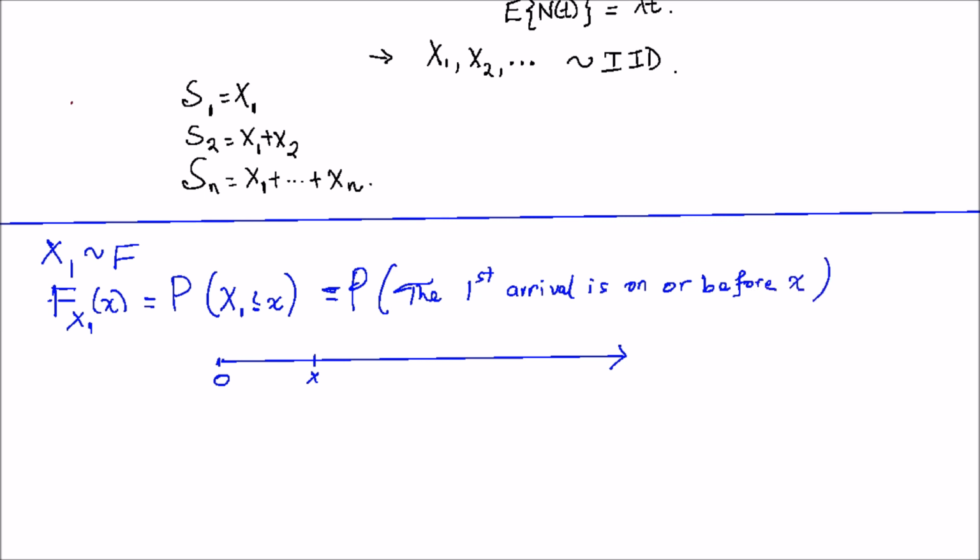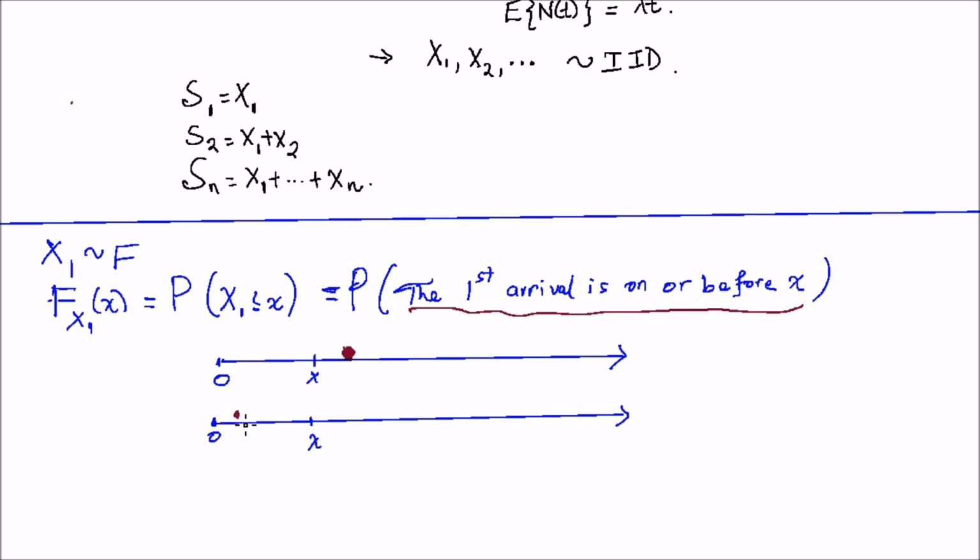Let's think about a couple situations where this event may or may not be satisfied. If the first arrival is after time x, then the event that the first arrival is on or before time x is not satisfied. So that's the scenario where this event is not satisfied. Let's draw a timeline again and consider another scenario. If the first arrival happens before time x, regardless of how many arrivals happen after time x, our event is satisfied.